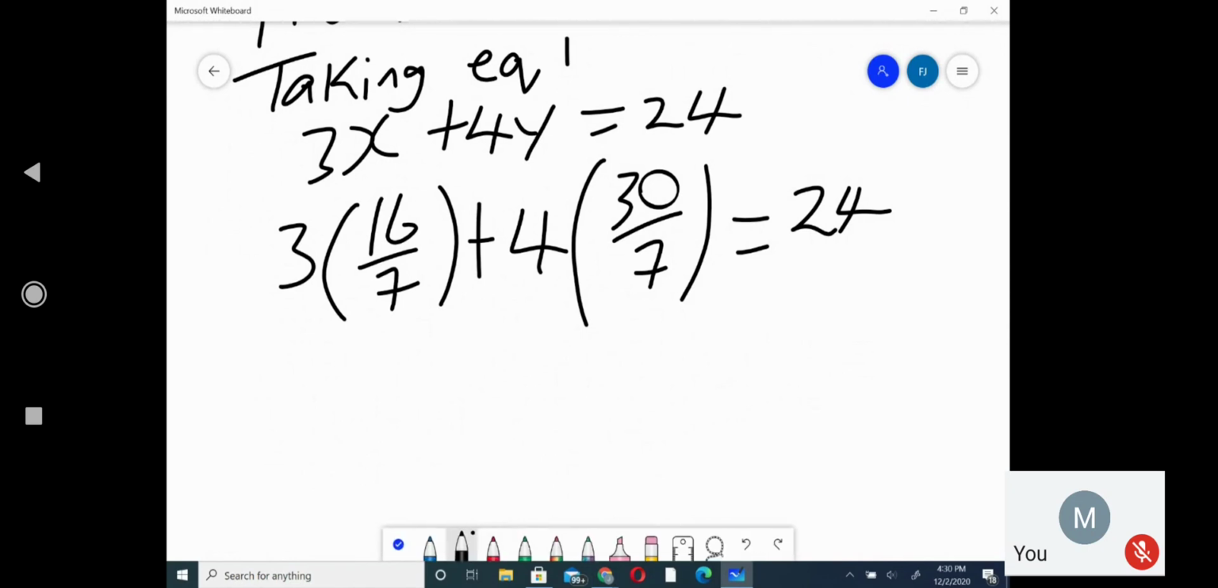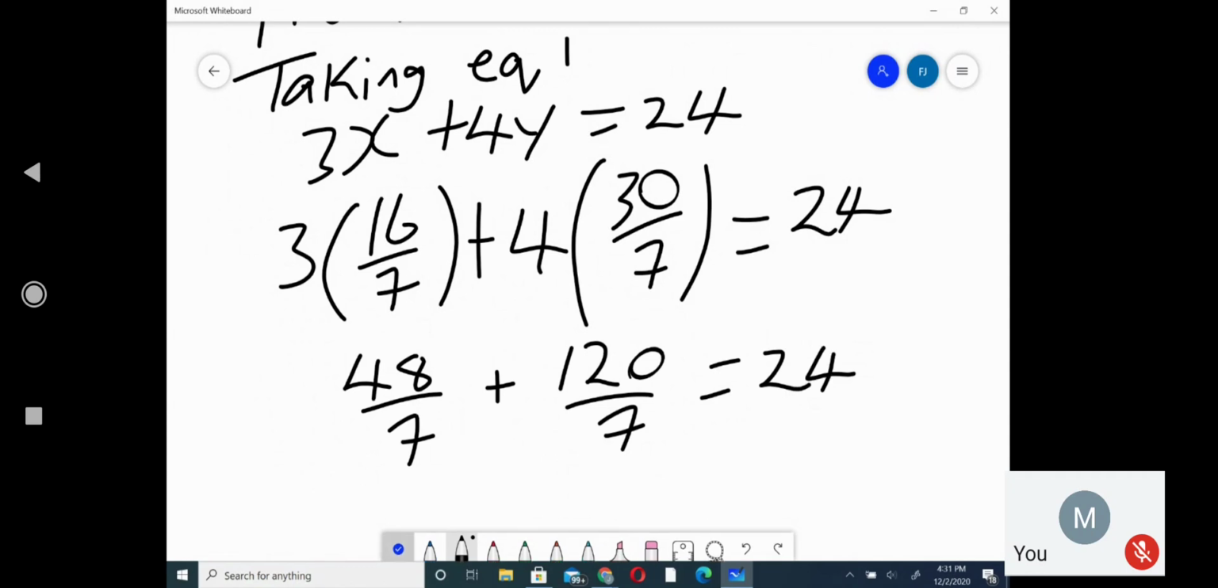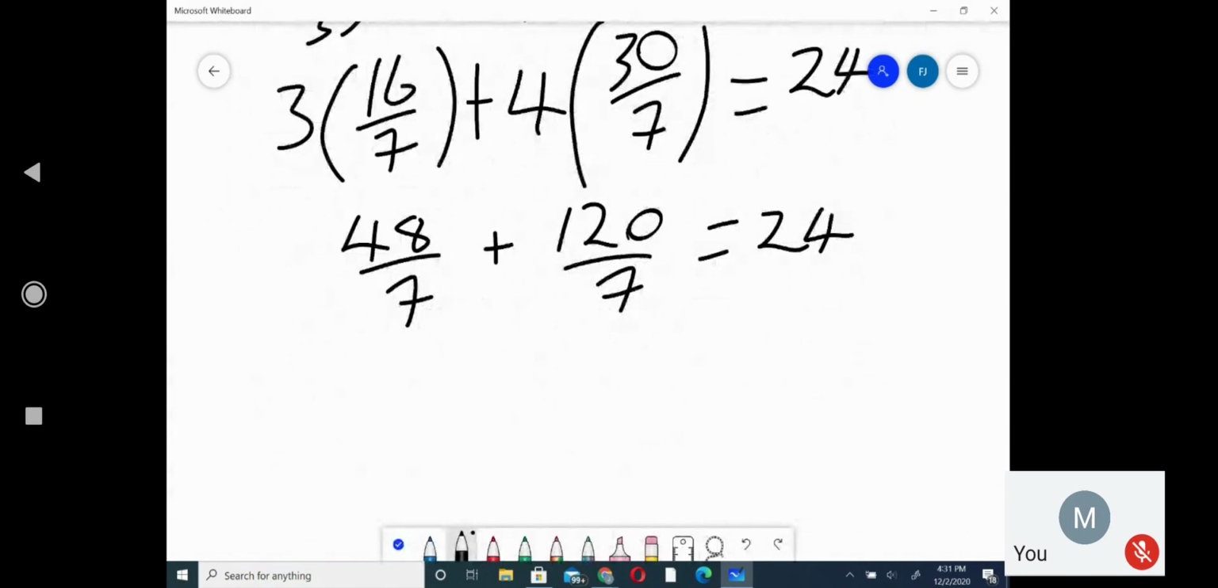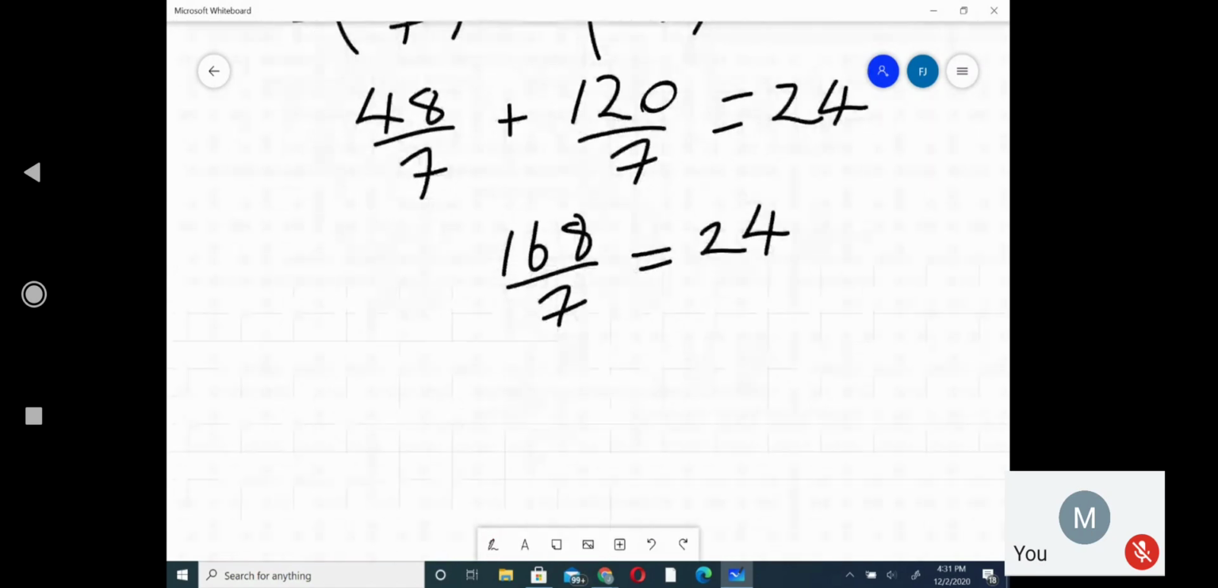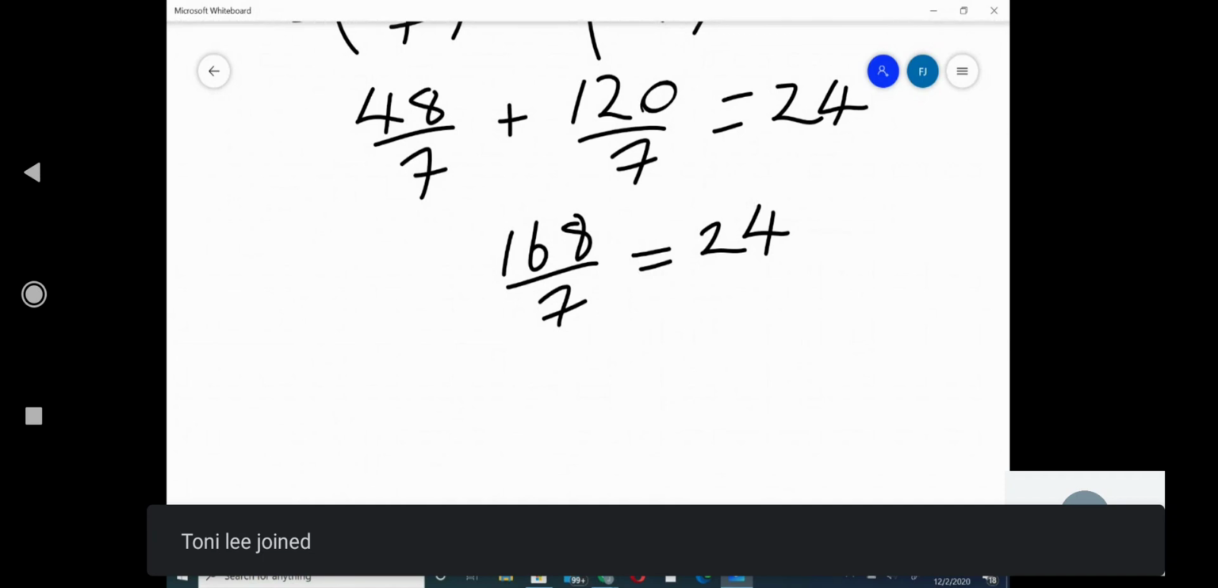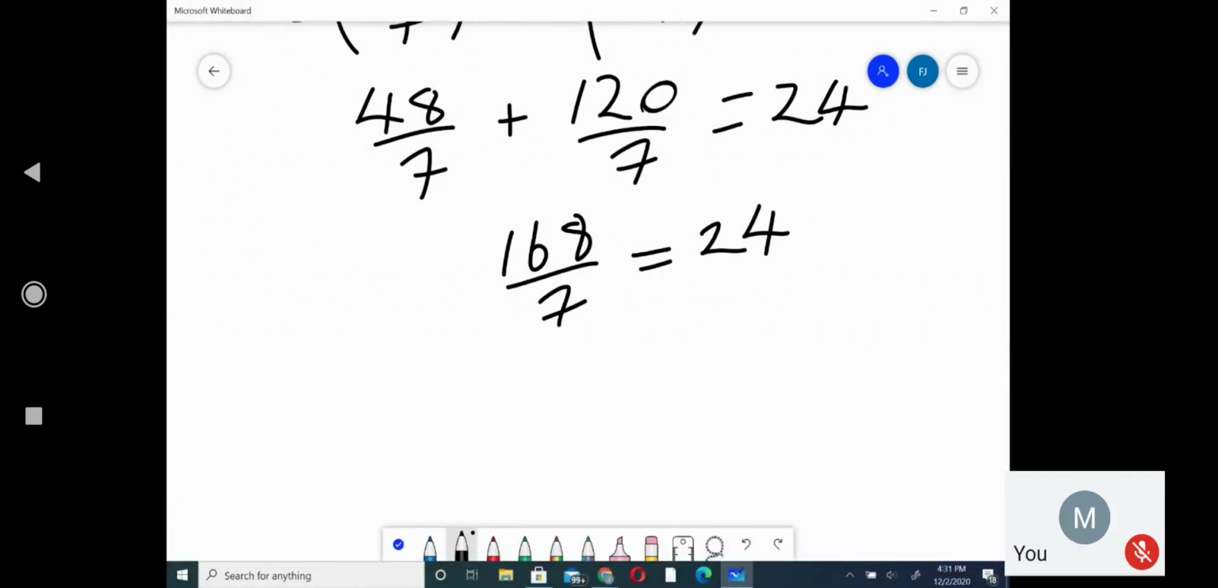3 times 16 over 7 gives us 48 over 7, plus 4 times 30 over 7 gives us 120 over 7, which should equal 24. 48 over 7 plus 120 over 7 equals 168 over 7. 168 divided by 7 equals 24. So, did we get our values for x and y correct?